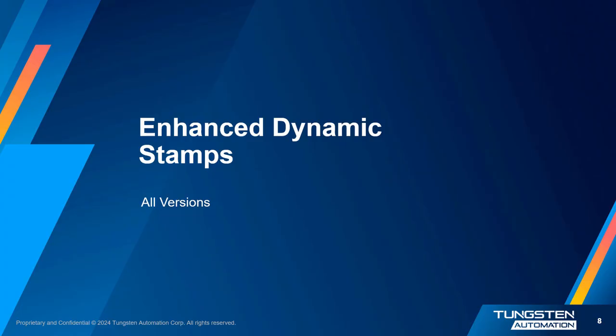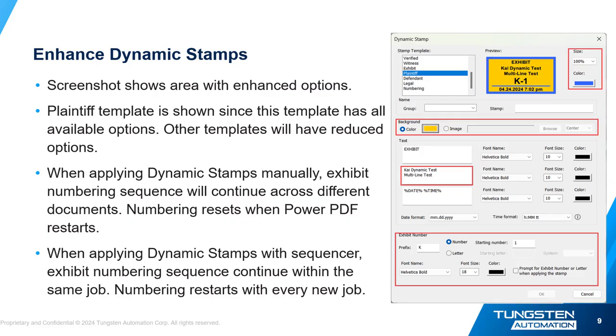Coming back into our presentation, the next improvement we have made is in dynamic stamps in Power PDF. Just like the 3D support, this feature is available for all versions of Power PDF. Dynamic stamps is an existing feature in Power PDF, and these stamps were customizable previously as well, but we have extended the extent to which these can be customized.